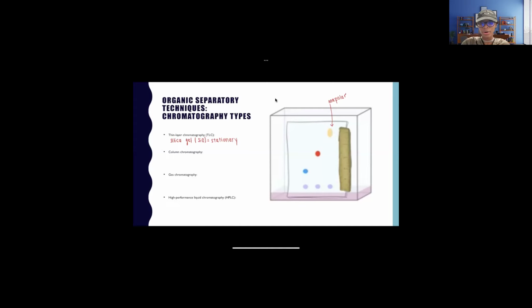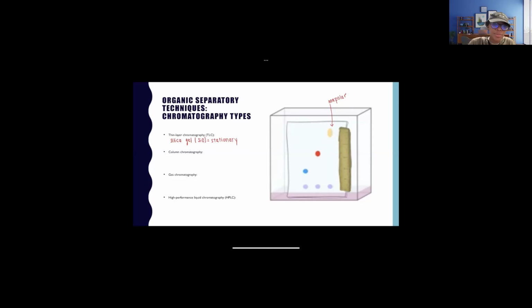For size exclusion chromatography, you choose a weight or a size range, and only molecules of that size will go inside of the size-specific beads. And that's how that one will work.